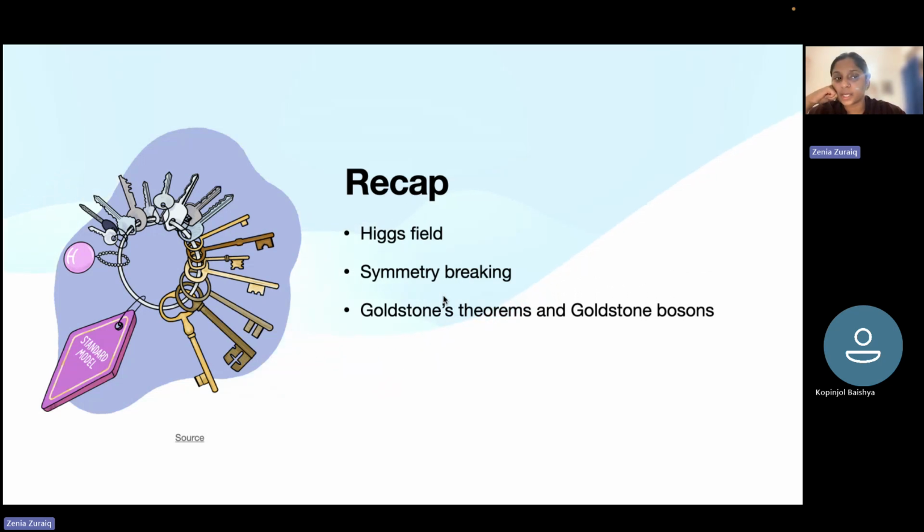So this is the idea behind the Higgs field. We'll try to quickly go through symmetry breaking, its consequences in terms of the Goldstone theorems and Goldstone bosons, as well as look at the consequence of all this, which is the Higgs field, and how it gives the different particle species in the standard model their mass.